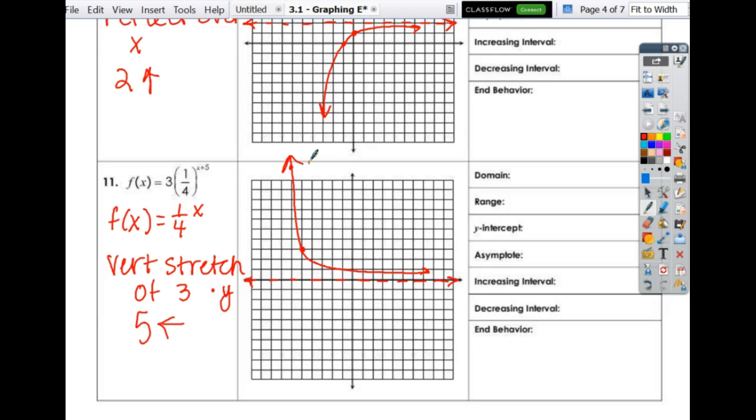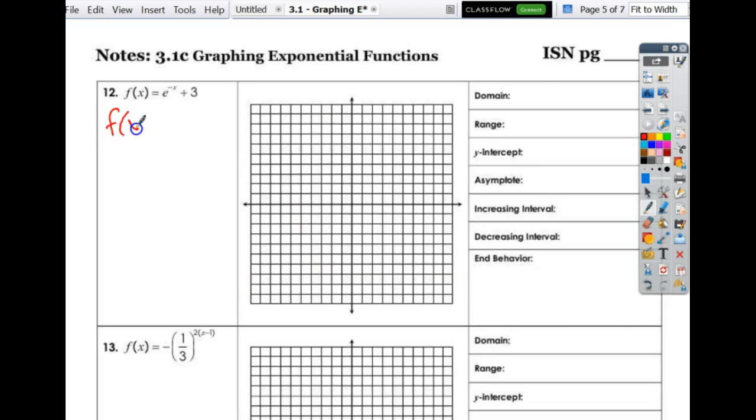All right, everybody try the next one on your own. So my parent function is e to the x. I have two transformations. What are the two transformations I have? Reflect over the y. And then 3 up. So here's my first point, 0, 1.